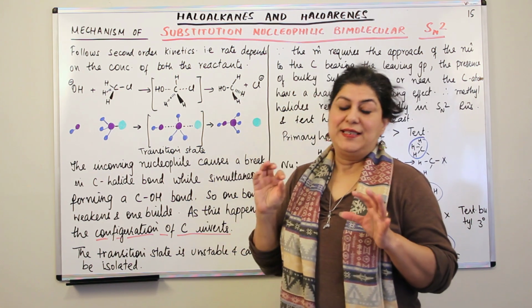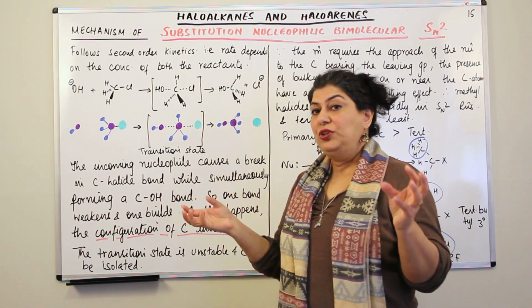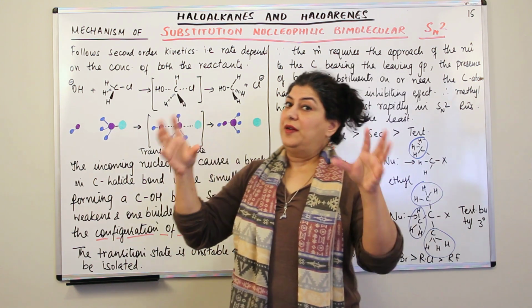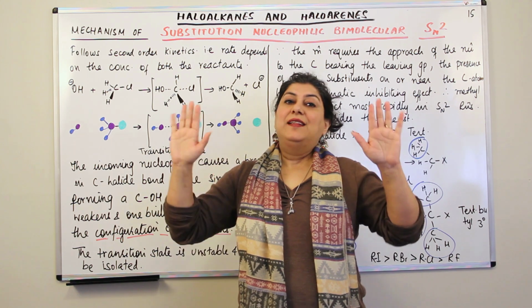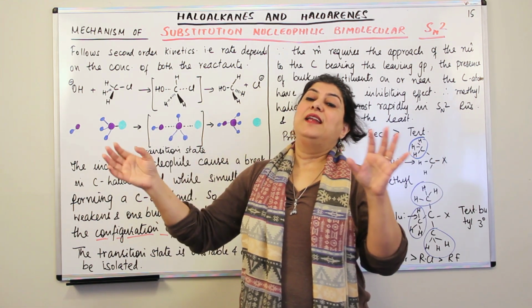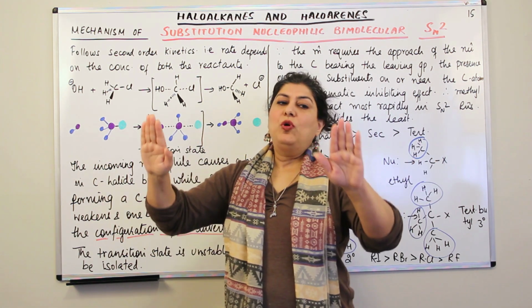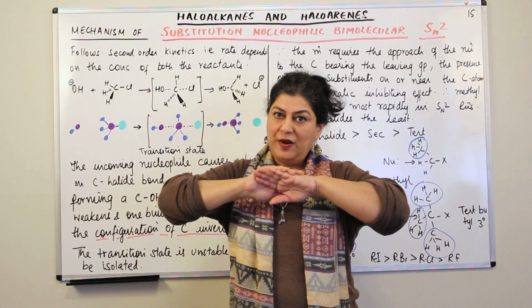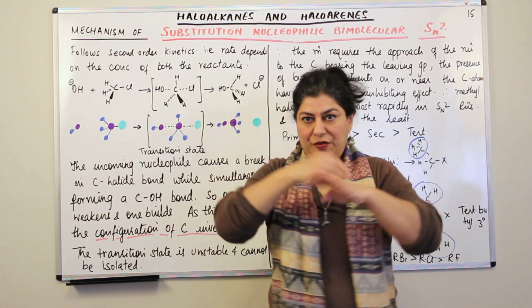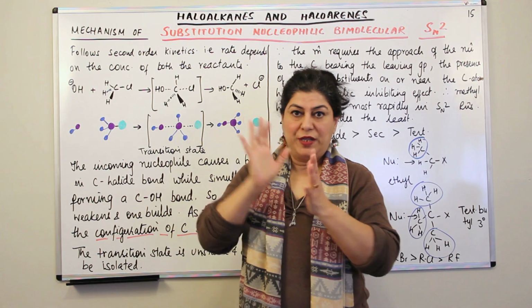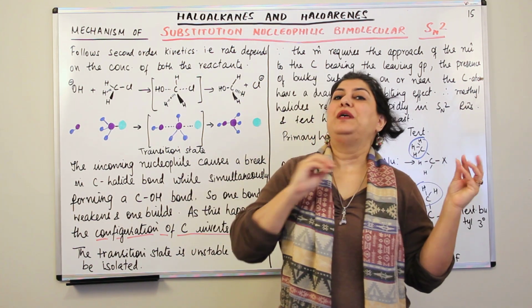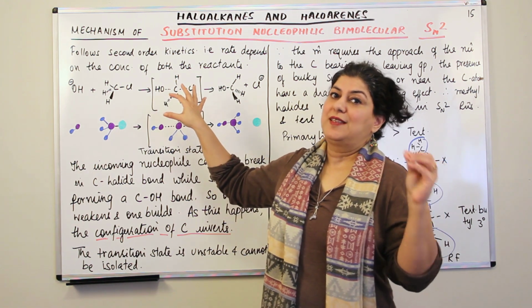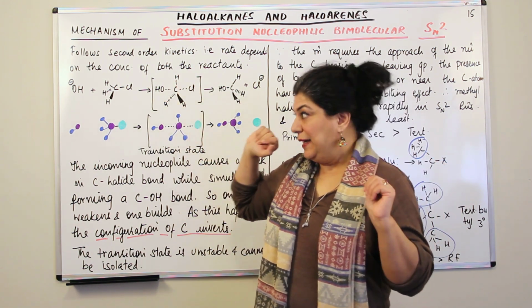Now, in this nucleophilic substitution, the rate of the reaction will depend on the concentration of both the species, which means that this reaction will take place in a kind of single step. Both the reactants will react together, and the final product would be the product that you want, that is the substituted haloalkane.